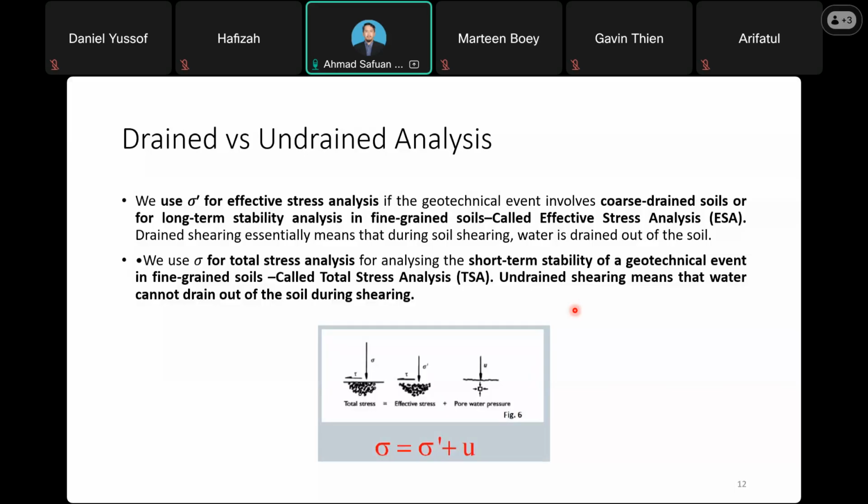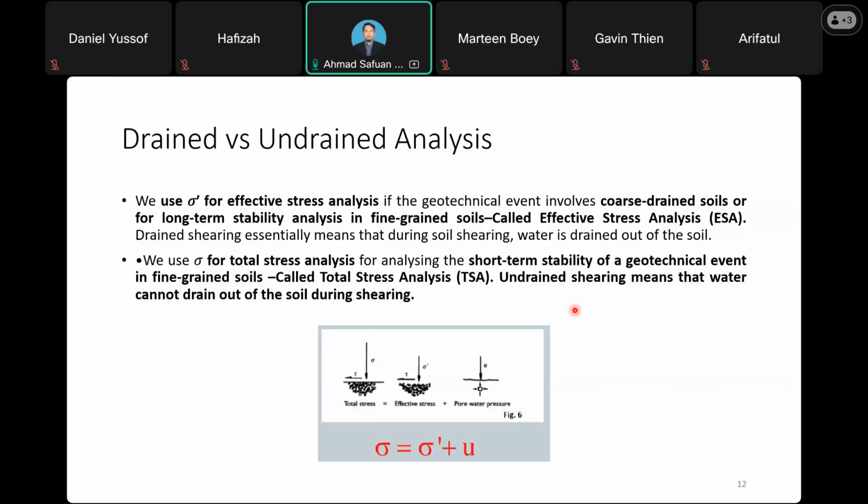When we want to design or look at the stability, for example, of a slope, we want to look at the performance of the slope for longer times. So then usually we use the effective stress approach. The effective stress approach means that we use c and phi prime, which we usually obtain from either consolidated undrained or consolidated drained triaxial tests.